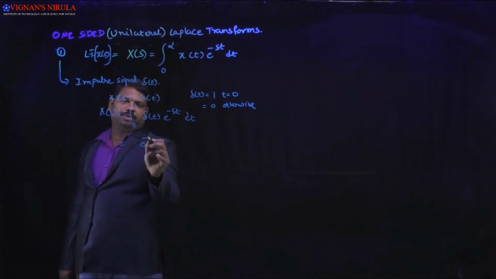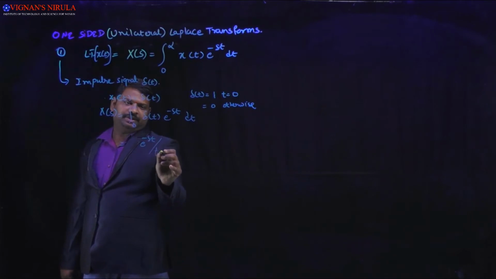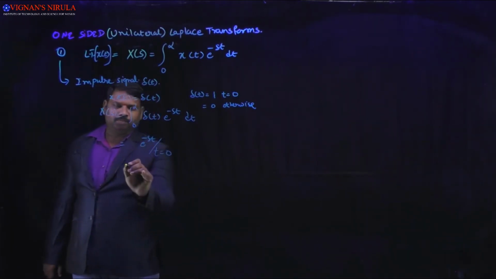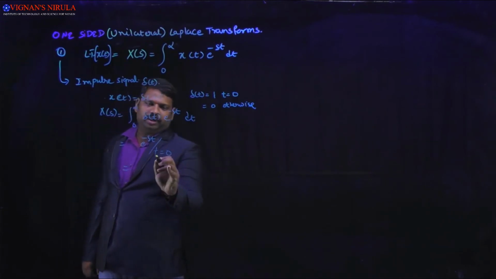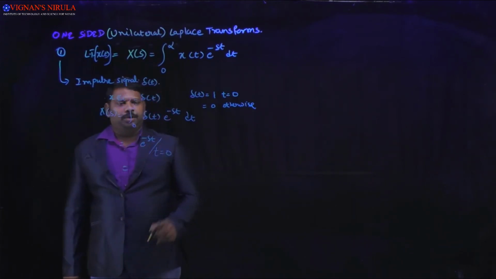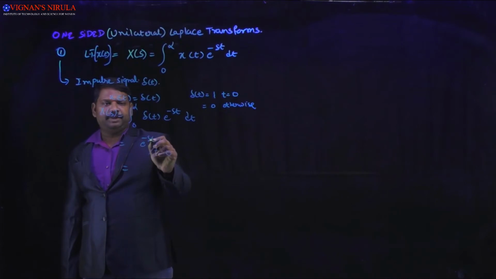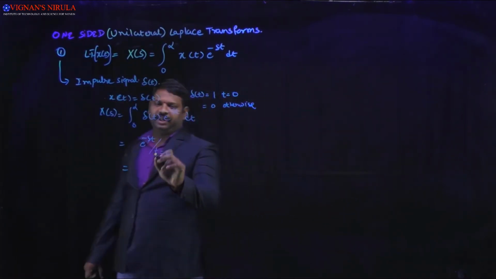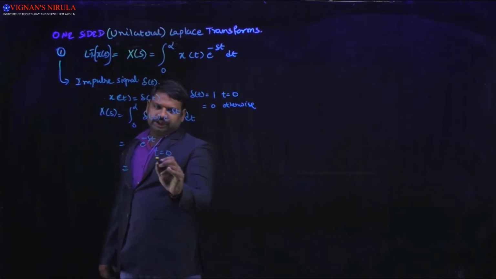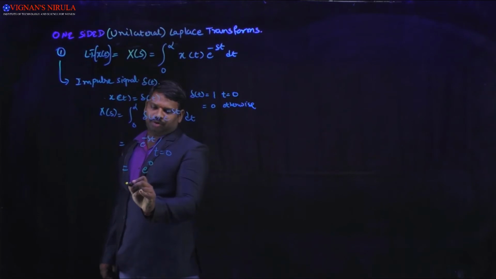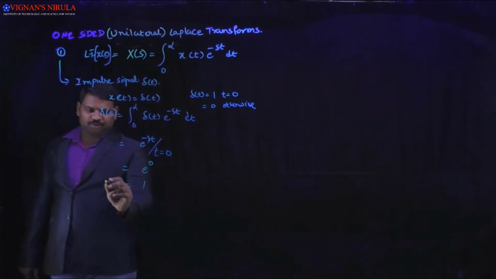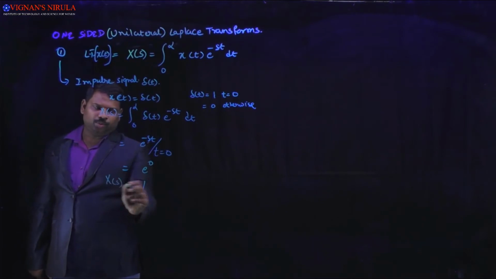We'll take e power minus st at t is equal to 0. When we put t equal to 0, e power minus st becomes e power 0, and e power 0 value will be 1. That is, the Laplace transform X of s is equal to 1.